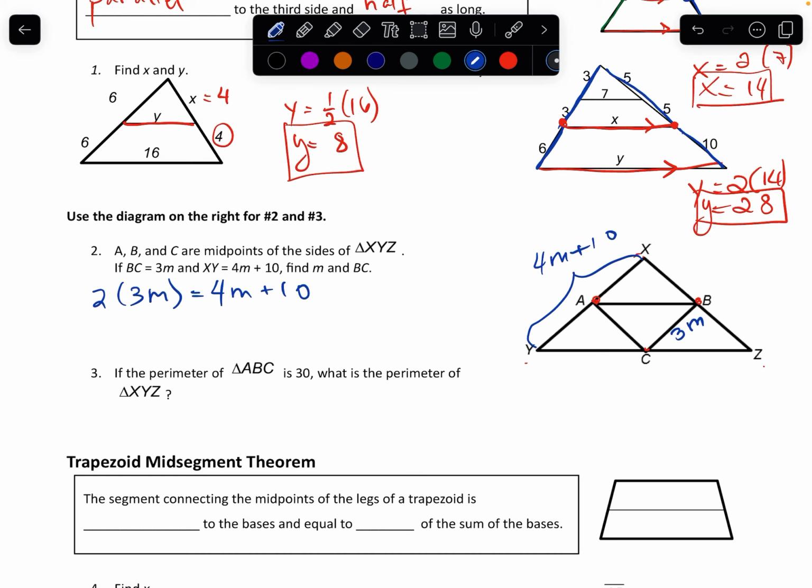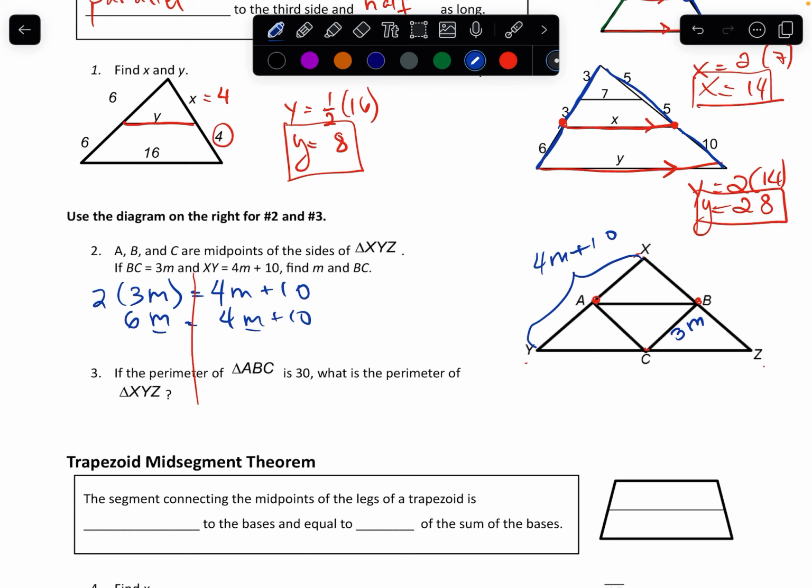Let me just make a quick note that I could have halved 4m plus 10, and I would have got 2m plus 5, and that's equal to 3m. But I will stick to this right here. I will go on and say this is 6m, this is 4m plus 10.